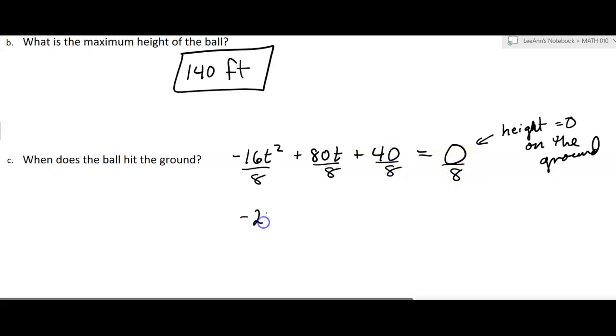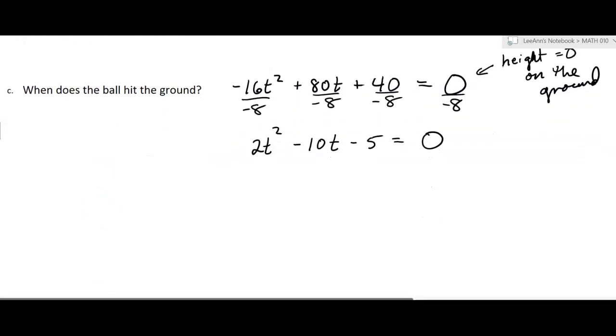Okay, -2. Ooh, let's do it by a -8. You don't have to. You could go to the quadratic formula. You probably have it done before me. But if I divide by -8, then I can have 2t squared minus 10t minus 5 equals 0. So two numbers that multiply to be -10 and add to be -10? Yeah, I don't think so. Okay, so let's go for the quadratic formula. But at least our numbers are smaller.